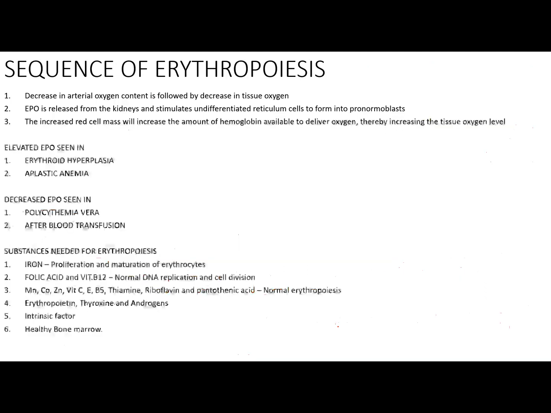Okay, so let's continue. So this is the sequence of your erythropoiesis class. So kanina 'di ba parang binigyan ko lang kayo ng summary. Ito talaga yung a much better explanation. So the sequence of erythropoiesis class would start like this. Whenever there would be a decrease in arterial oxygen content, this would be followed by decrease in tissue oxygen. If you still remember class, di ba, meron tayong dalawang klase ng blood vessel. Or rather, tatlo pala. Tatlong klase. Yung artery, yung veins, yung capillaries.